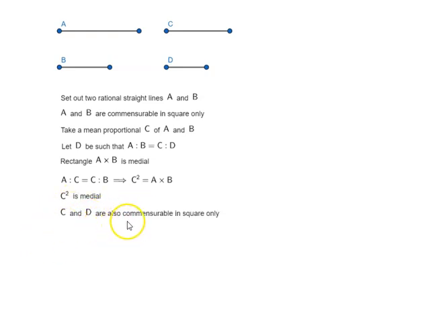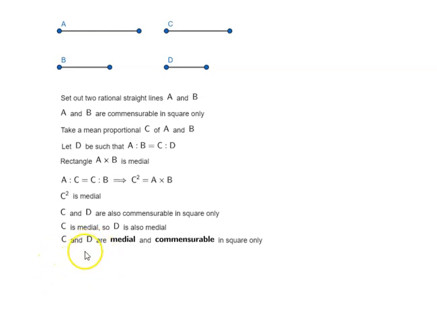Now C and D are also commensurable in square only. Why? Because A is to B equal to C is to D, and A and B are commensurable in square only. That means C and D are also commensurable in square only. Now since C is medial, that means D is also medial. So C and D are medial and commensurable in square only. So we have arrived at these two straight lines.